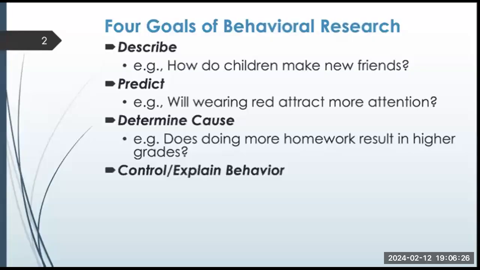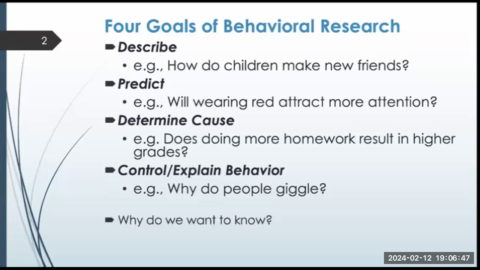Then there's the idea of controlling or explaining behavior, like why do people giggle? So now we understand the variables. We have a sense of the way the variables are interacting with each other, if one is causing a change in the other. So now, what is it we can do to mitigate the behavior?